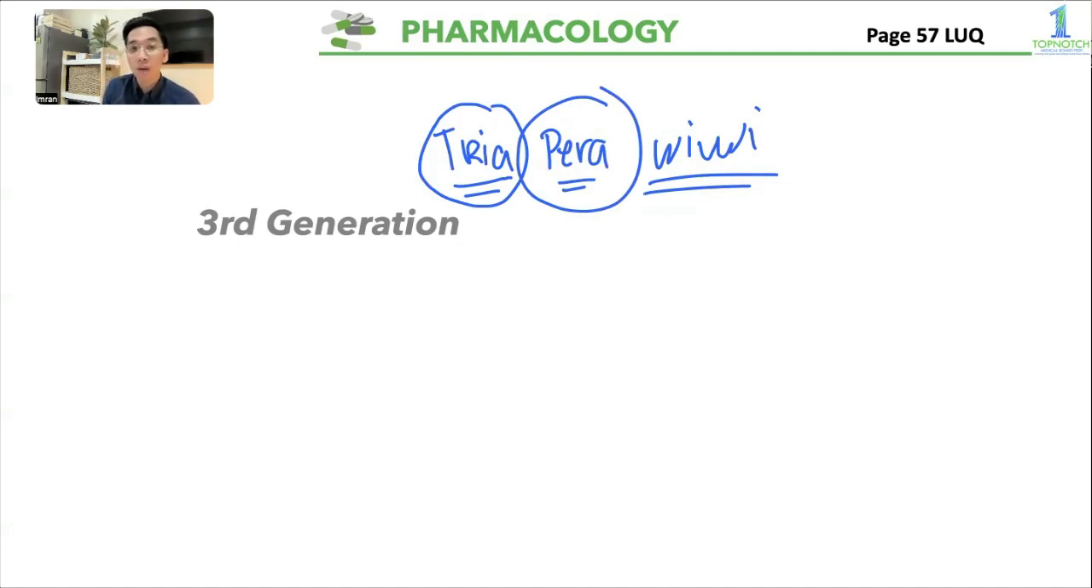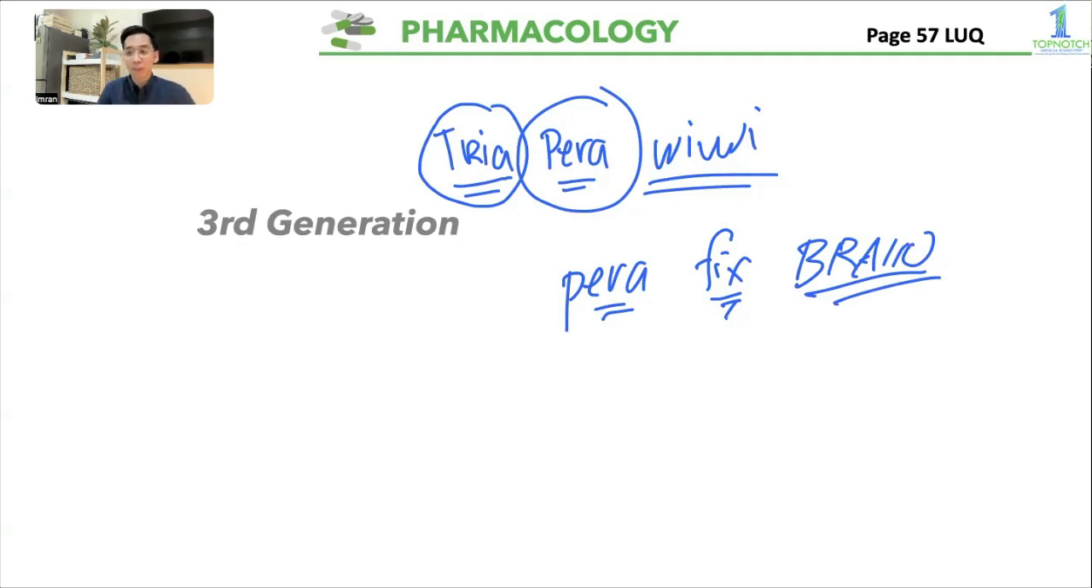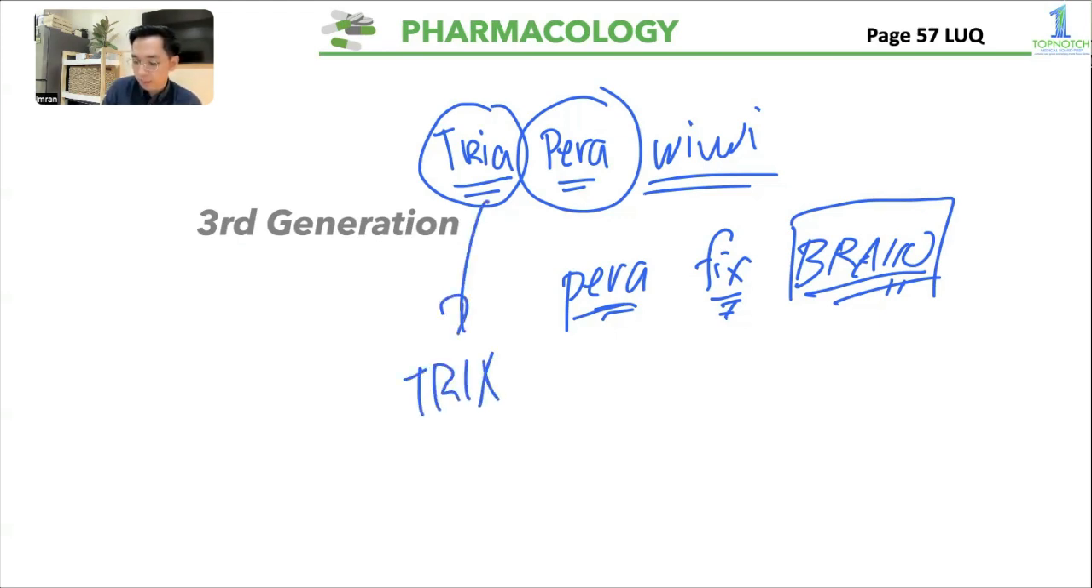Okay? Next, all of our drugs can penetrate the blood-brain barrier, except Cefoperazone and Cefixime. Okay? Mnemonic ko dyan, wala kang pera to fix your brain. Hindi, joke. Wala kang pera to fix your brain. Meaning, itong Cefoperazone and yung Cefixime are drugs under third generation na hindi kaya mag-cross the blood-brain barrier. Ang mas maganda at malakas na drug to cross the blood-brain barrier is Tria. Tria can enter the brain. Okay? Ceftriaxone can enter the blood-brain barrier.